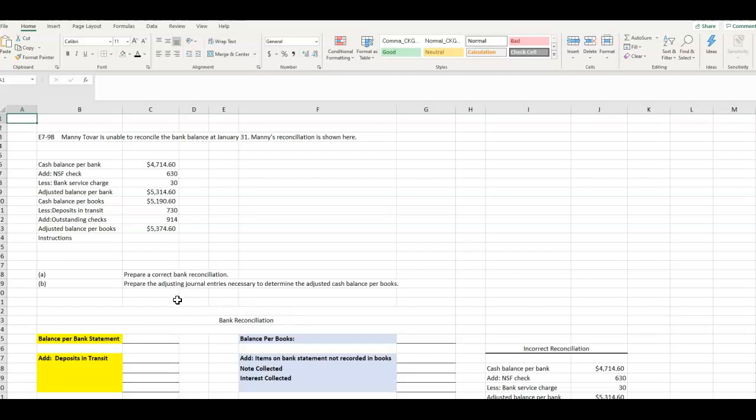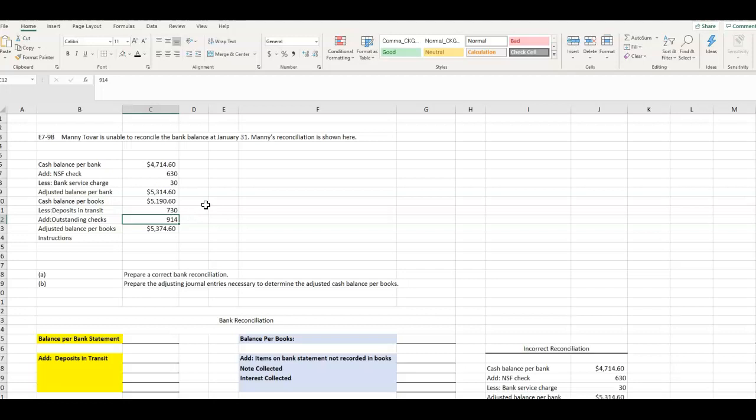Here is a bank reconciliation that somebody did. He took the cash balance for the bank and added the NSF check to it. He also subtracted the bank service charge from the bank's balance to get some weird balance from the bank. He took the balance for the books and added deposits in transit, which we've already recorded, and he subtracted outstanding checks, which we've already recorded. None of that makes any sense.